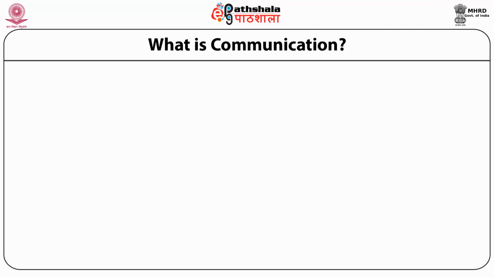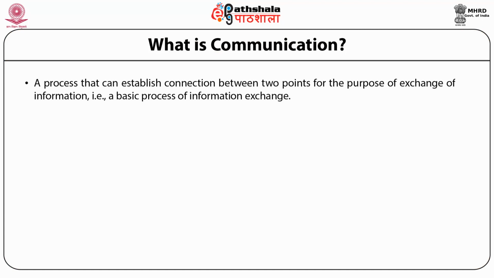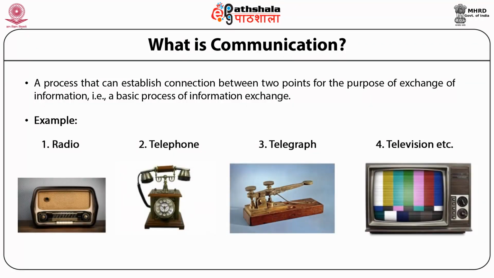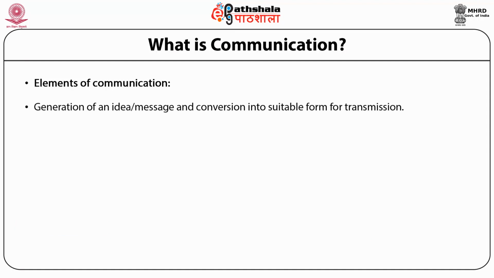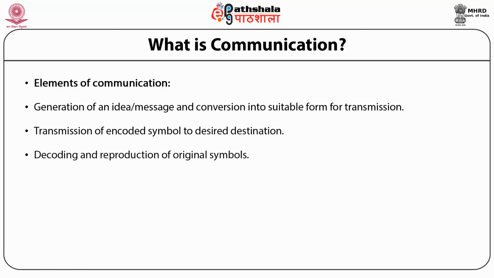What is communication? A process that can establish a connection between two points for the purpose of exchange of information. That is the basic process of information exchange. For example, radio, telephone, telegraph, television, etc. The elements of communication are: first, the generation of an idea or message and its conversion into a suitable form for transmission. Second, transmission of the encoded symbols to the desired destination. Third, decoding and reproduction of the original symbols. And lastly, the recreation of the original thought.